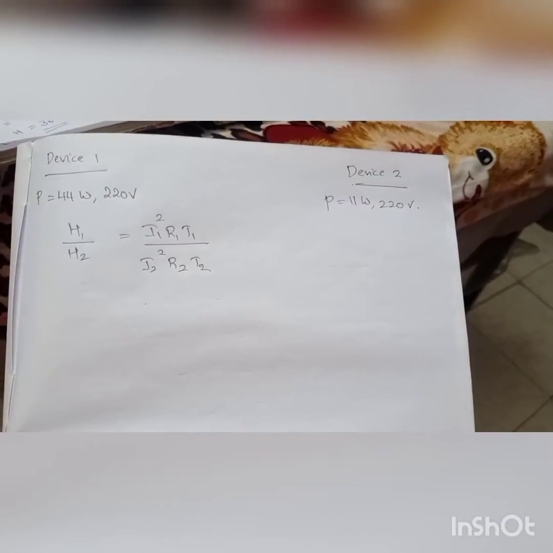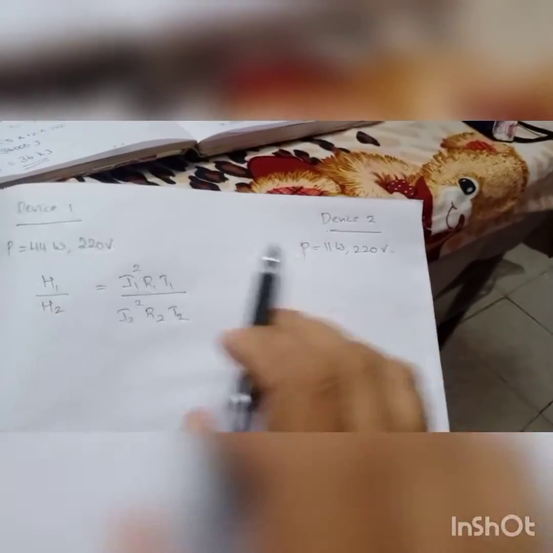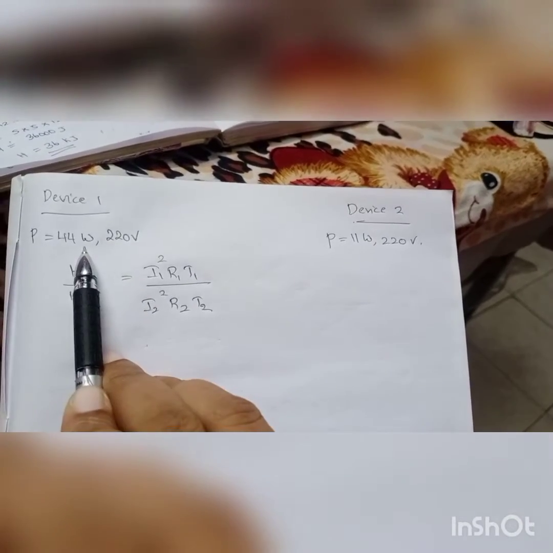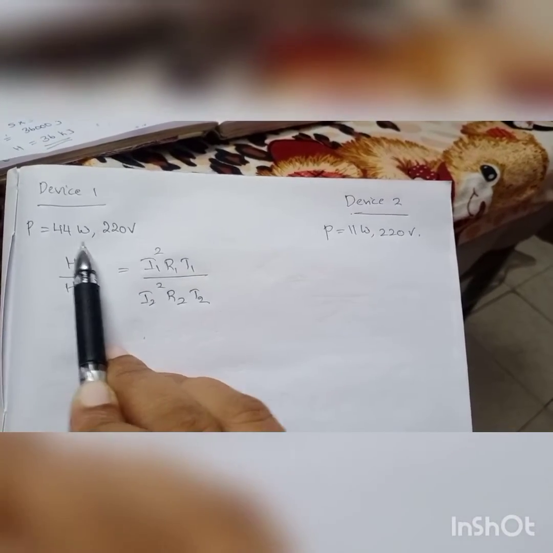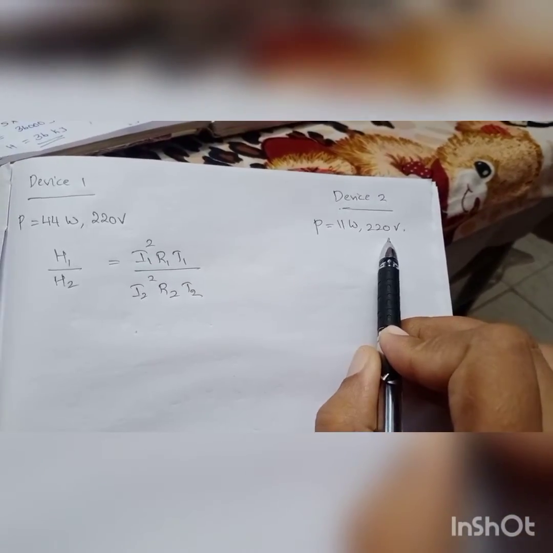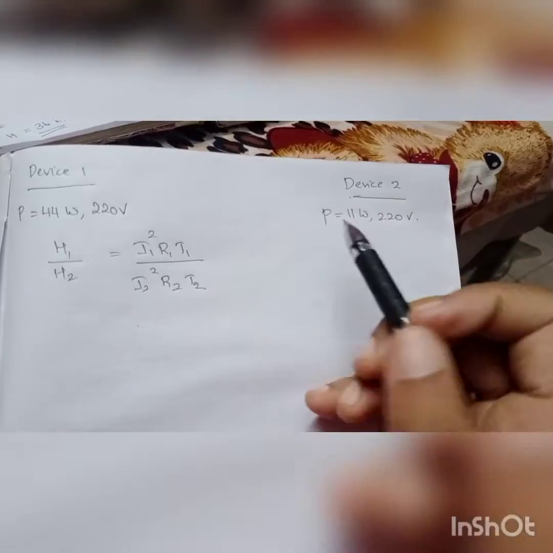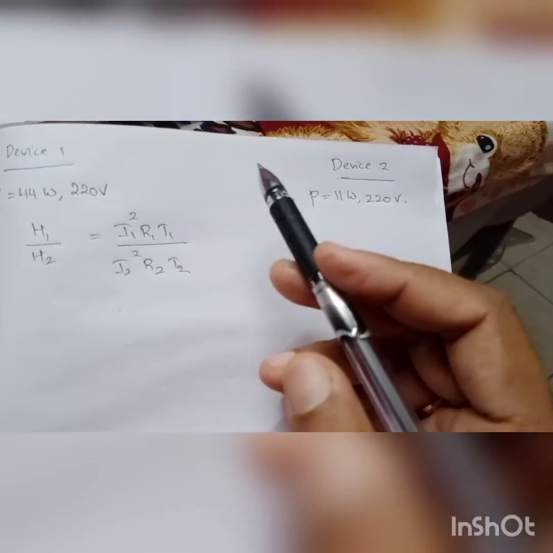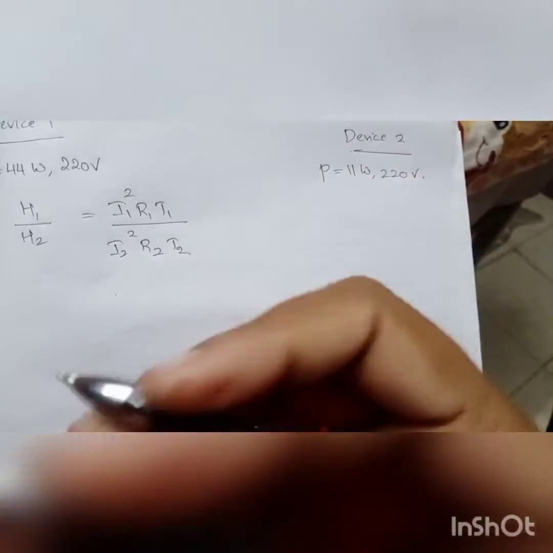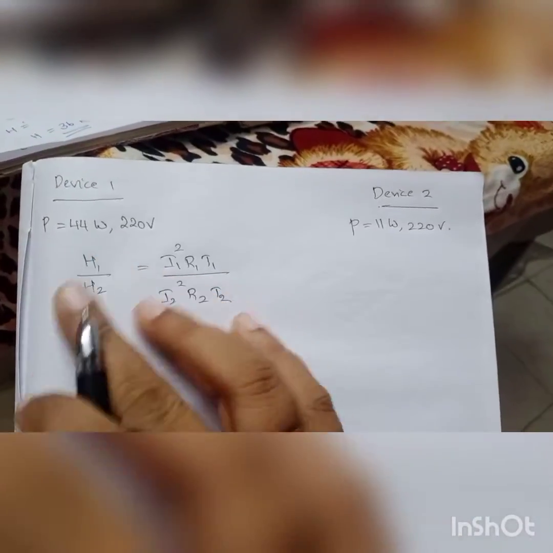I have just written down the details which are given in the question. The rating of device 1 is power 44 watt, 220 volt, and device 2 is 11 watt and 220 volt. So we need to find out which device's fuse will burn off easily, which is likely to burn when the switch is on. So we need to find out the heat.